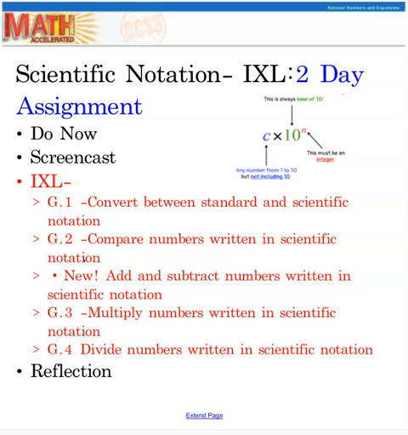Good morning. Today we're going to do scientific notation on IXL. It's going to be a 2-day assignment. So as always, please complete the do now.